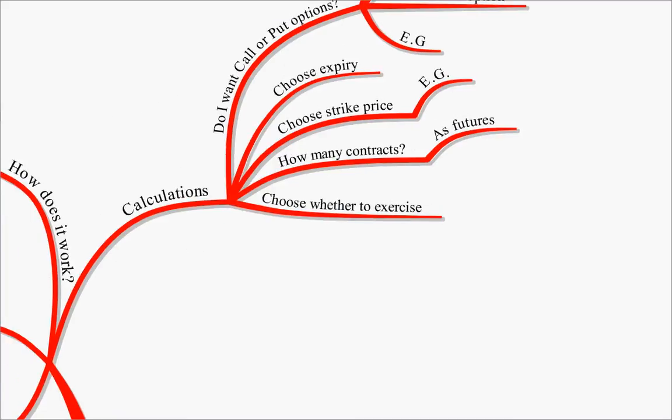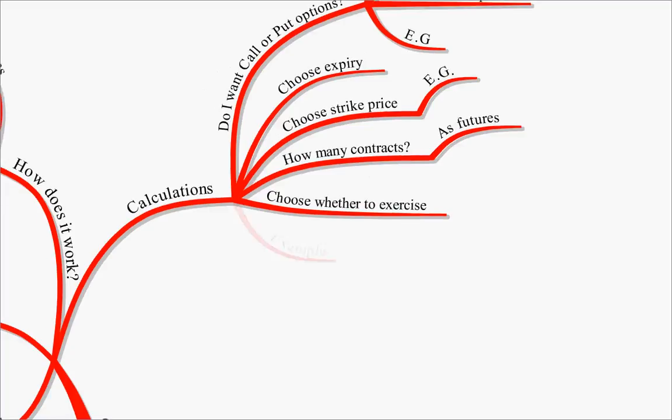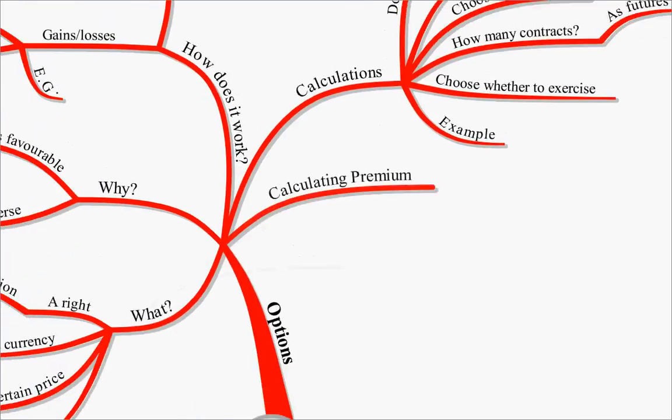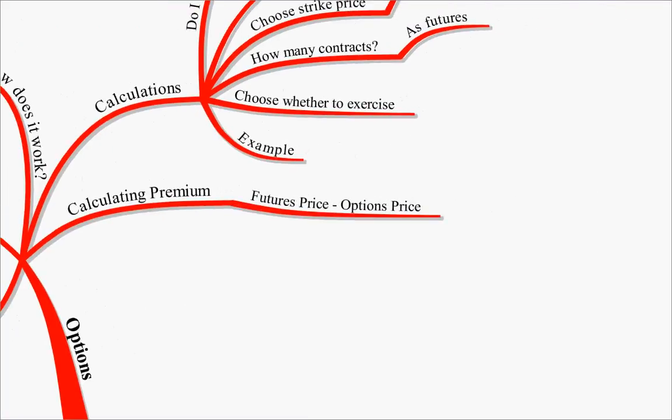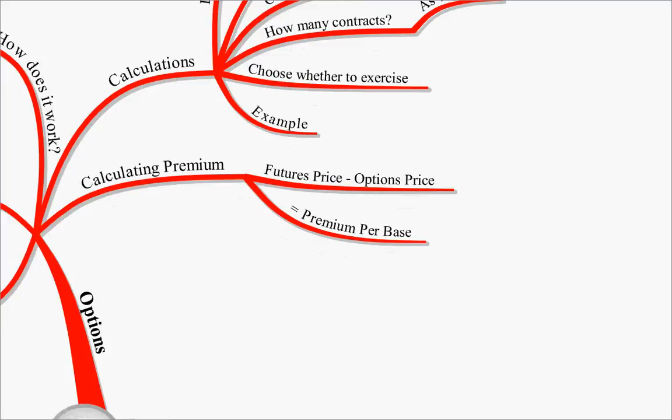Now, the question is whether or not to exercise your option. And the only way to do that is to calculate how much you're going to receive using the option and compare it to how much you'll receive using the spot rate. Remember that even if you use the spot rate, you'll still have had to pay your premium for your option, so you must subtract that. To calculate a premium, if you're not given the premium in the question, you can calculate your premium as your futures price less your options price, and that's your premium per base.